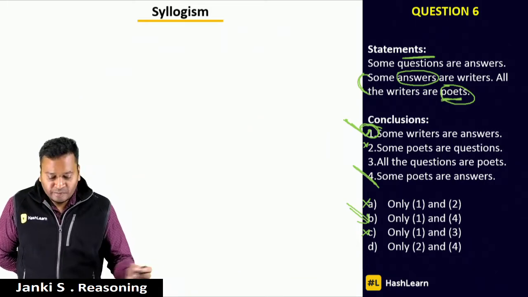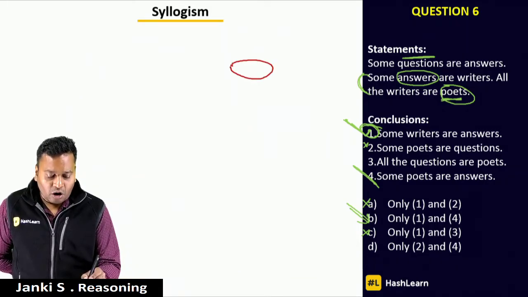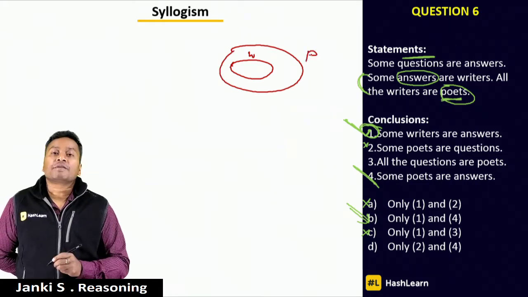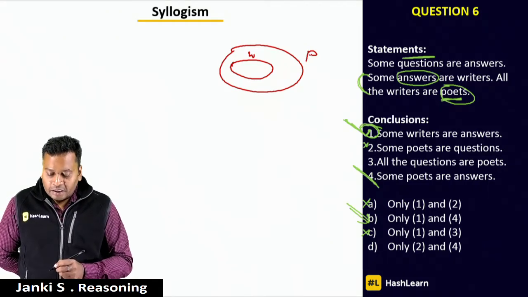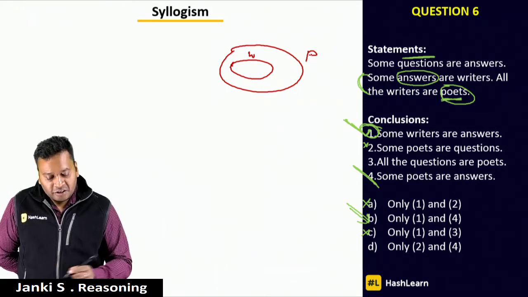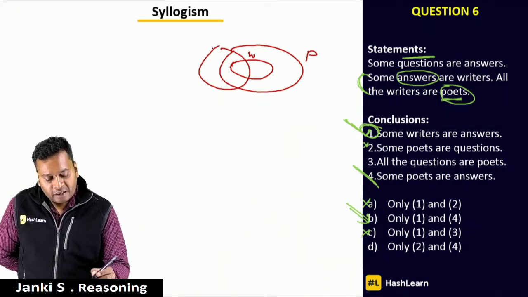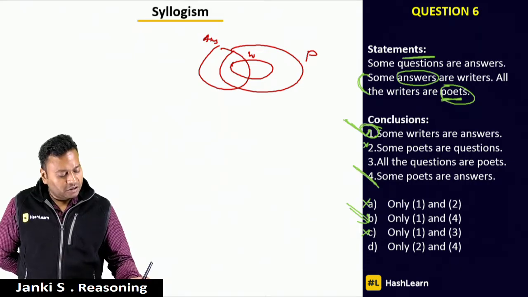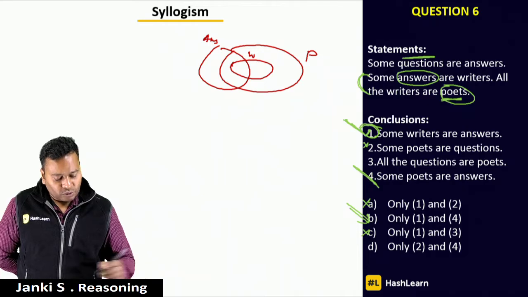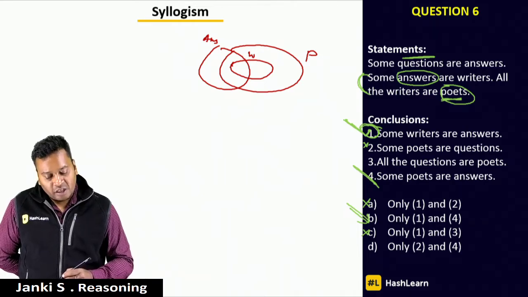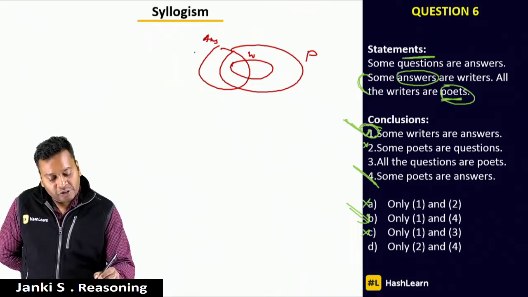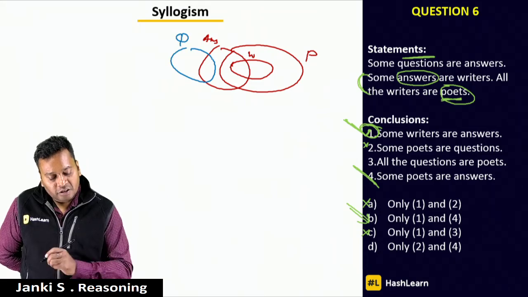Let's start with all. So all writers are poets, right? All writers are poet. Then some answers are writers. So my answer is at this part, right? Some answers are writer here, and let's take one more. That's number some questions are answers. So some questions are answers, right?